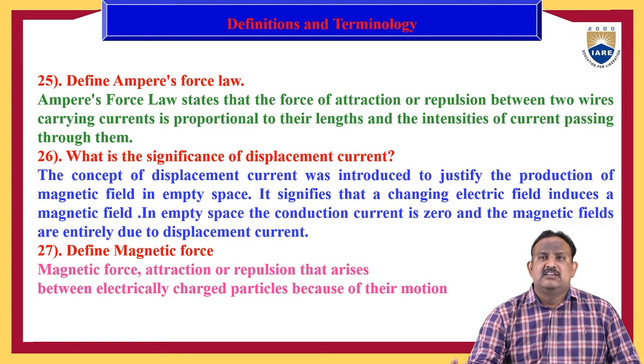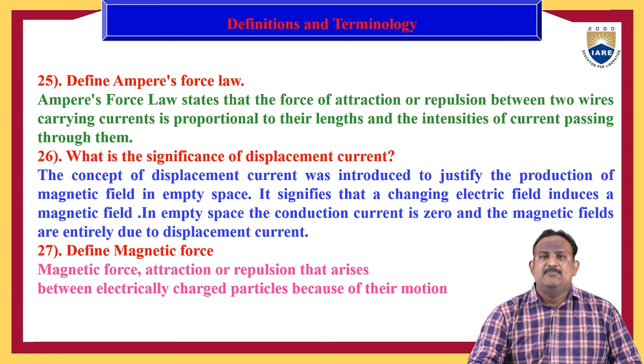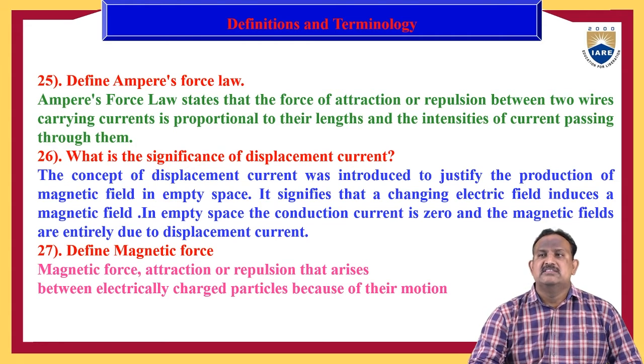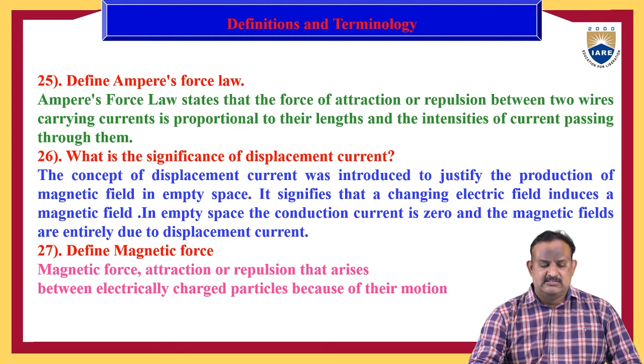What is the significance of displacement current? The concept of displacement current was introduced to justify the production of magnetic field in empty space. It signifies that a changing electric field induces a magnetic field. In empty space, the conduction current is zero and the magnetic fields are entirely due to displacement current.